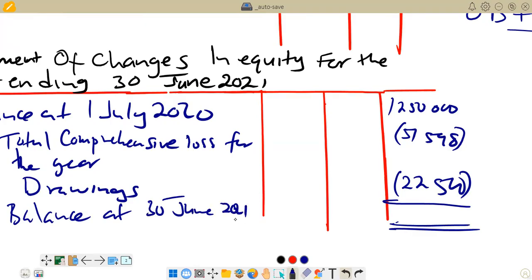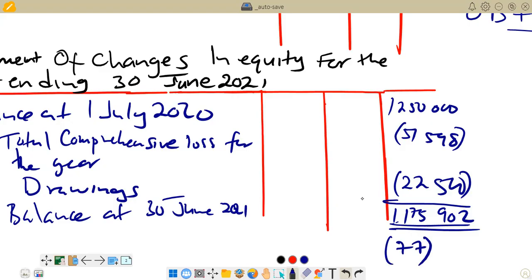2021. So if you say 1,250,000, you subtract 51,598, then you subtract 22,500. Here you get 1,175,902 as a positive. This is the figure that we are getting as a closing balance for equity or capital. So basically, that is what we have in terms of the statement of changes in equity, and that marks the end of our question. And as we see, our question is 77 marks.